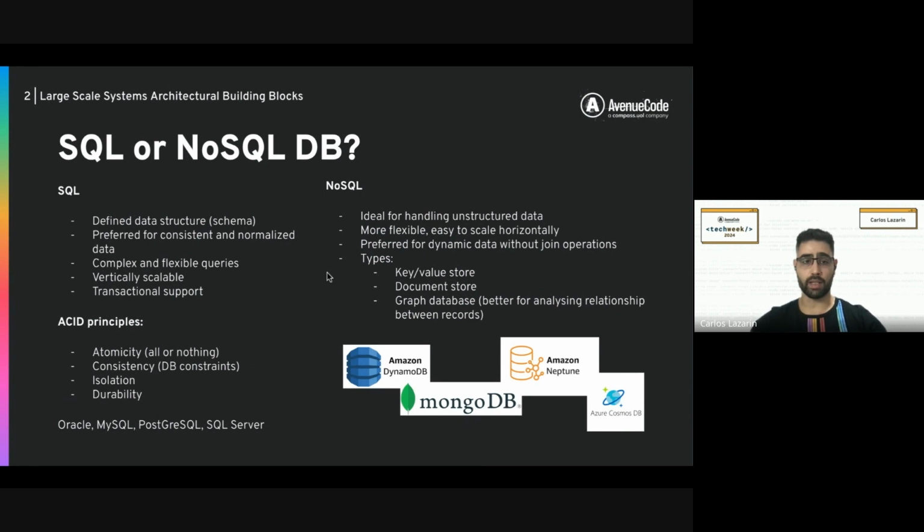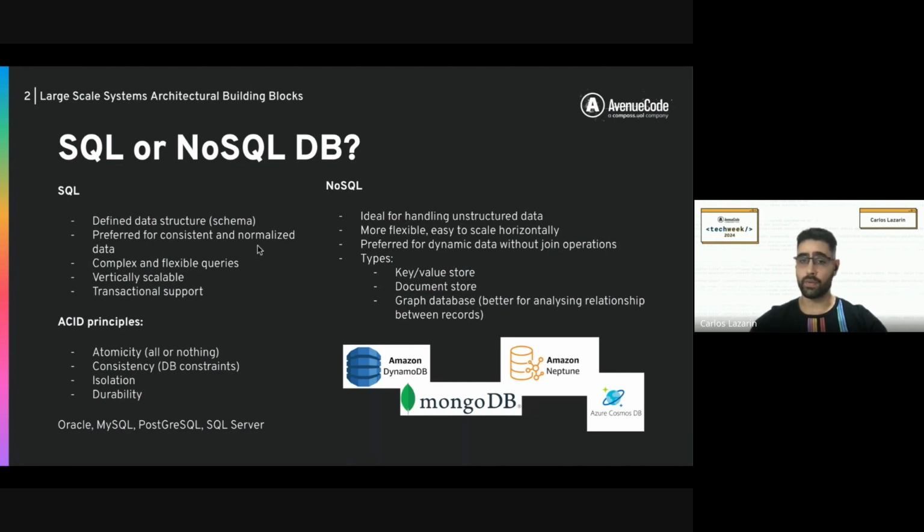So it depends how we're dealing with our data. If we have a well-defined data structure, tables, and normalized data, we should go to SQL DBs. Because we can run complex and flexible queries, we can perform joins, right? And also, if we care about transactional support, like bank institutions, SQL databases follow the ACID principles: atomicity, consistency, isolation, and durability. So it might be our case to choose a SQL DB.